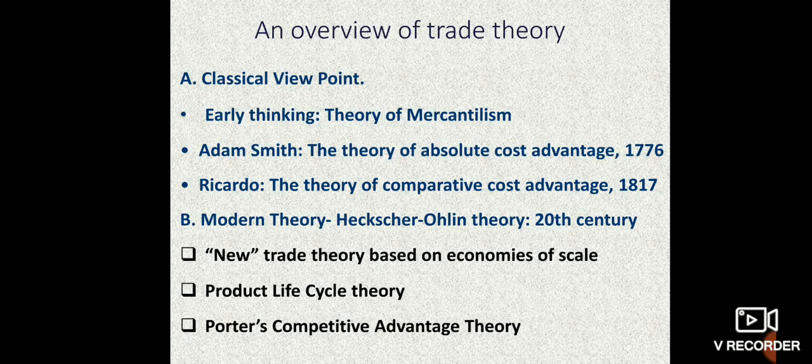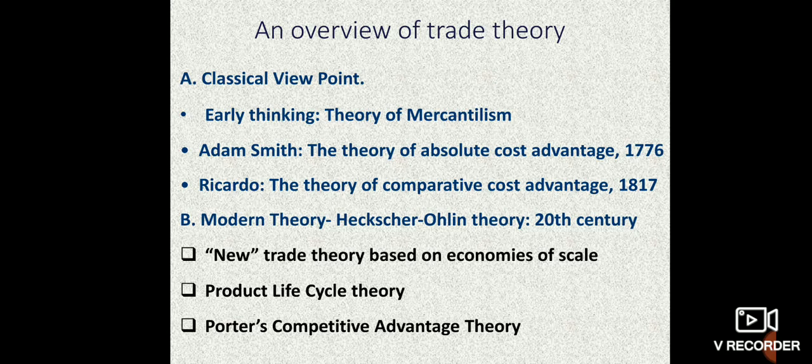Hello everyone. Under the international trade theories, we are done with the theories of mercantilism, absolute cost advantage theory and the comparative cost advantage theory. So these three theories come under the classical viewpoint, and the Heckscher-Ohlin theory comes under the modern theory. The Heckscher-Ohlin theory is also called the factor endowment theory or the factor abundance theory.